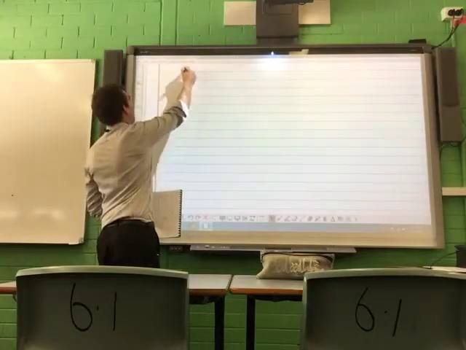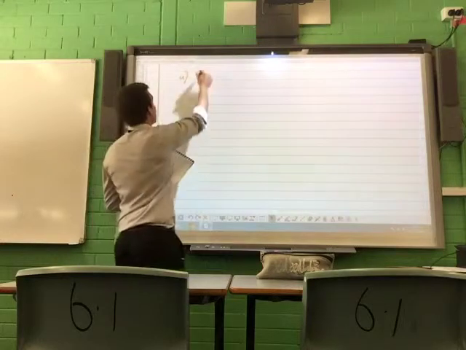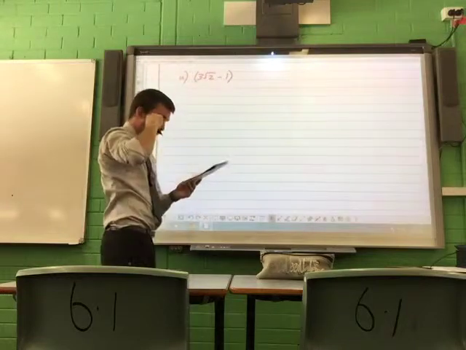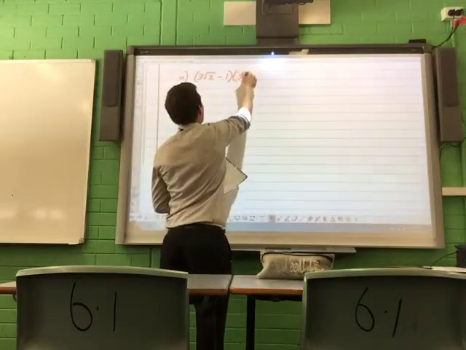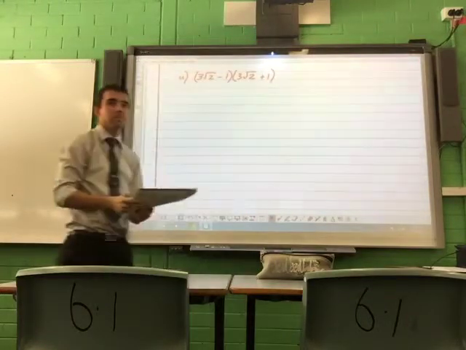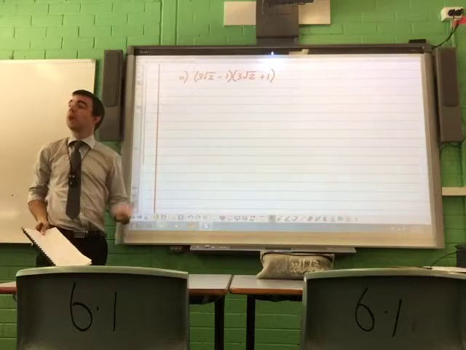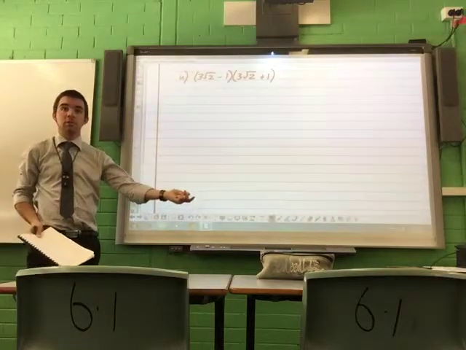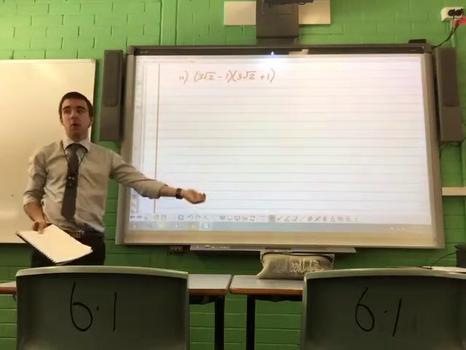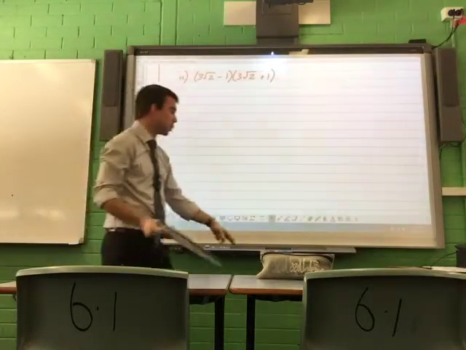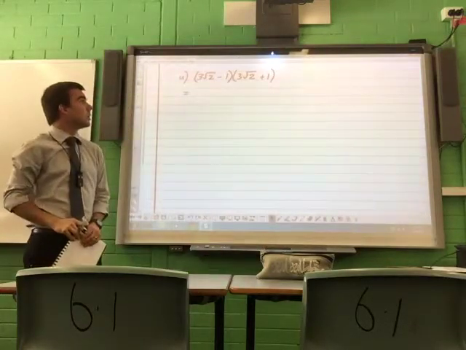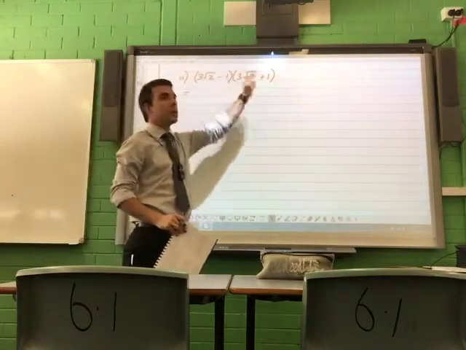Right, here. 3 root 2 take away 1, times 3 root 2 plus 1. So again, you can do a FOIL, 4 terms, then simplify, or you recognise it's like my x plus y, x take away y, right? You can then take some shortcuts. So that's what we've got. The only difference is the sign between is opposite.